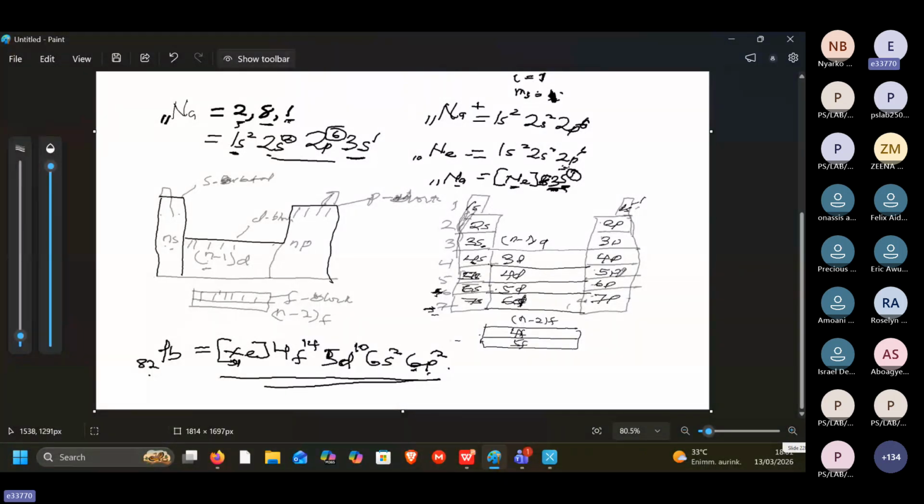Okay, so as I mentioned, we should be able to write that for the neutral element and then the charged element as well. So for example, let's write the electronic configuration for nitride, for N3 minus, where nitrogen is 7, right? Okay, so how do we write the electronic configuration for N3 minus?